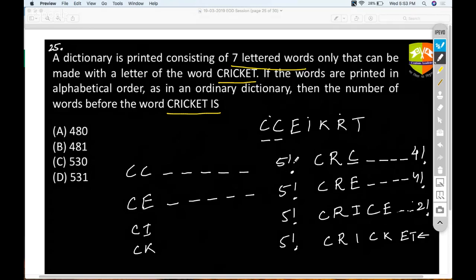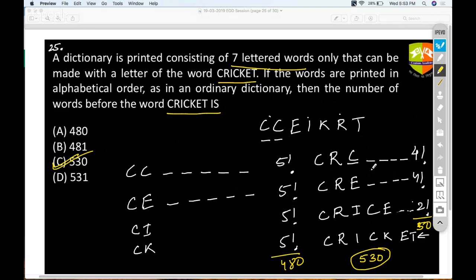So let's count how many of them are there. 120 into 4 will be 480. This will be 16 into 16, 32 plus 2. That is going to be 24 into 2, that is 48. 48 plus 2 is going to be 50 again. So total words before cricket is going to be 530. That's option number C, which is going to be correct.